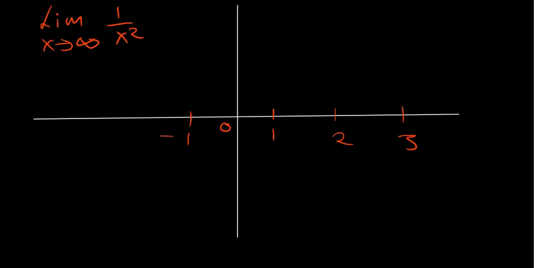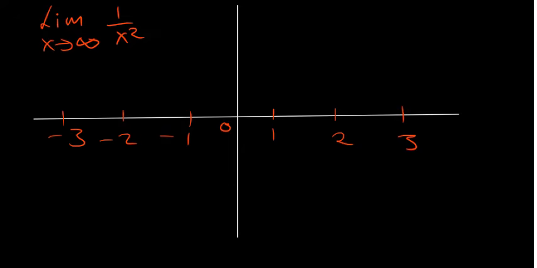Okay. Let's look at a different one. Let's approach it in a case where we have 1 over x squared instead. The limit as x approaches infinity for 1 over x squared. I already explained this, but anyway, let's try to sketch the graph again. So 0, 1, 2, 3. Let's try negative numbers as well.